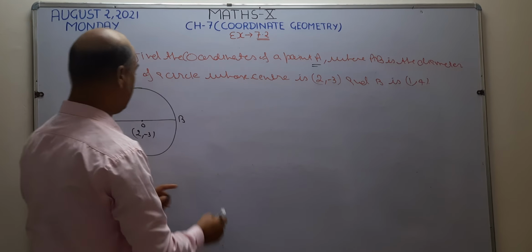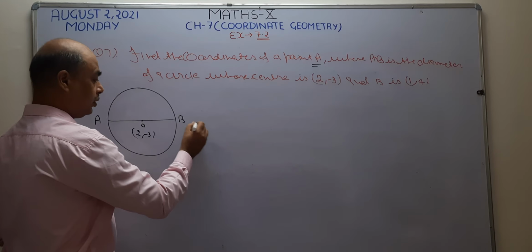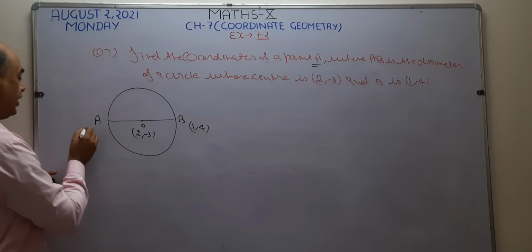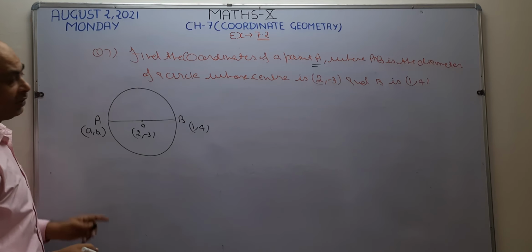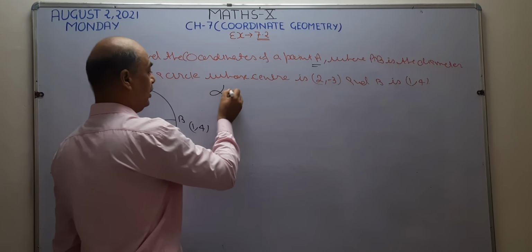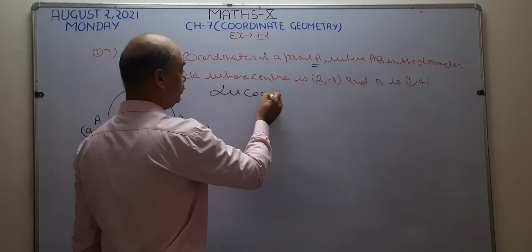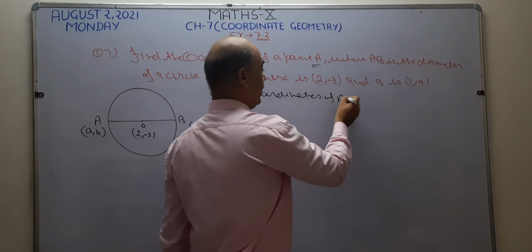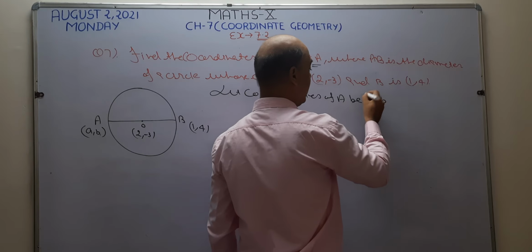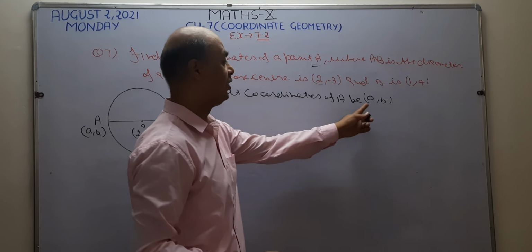And the coordinates of B are given as 1 and 4. In this question, we are going to find the coordinates of A. Let the coordinates of A be a and b. It means I want to find the values of a and b.